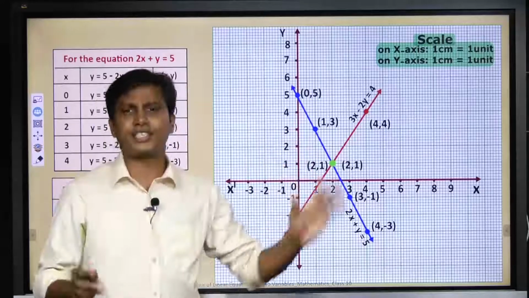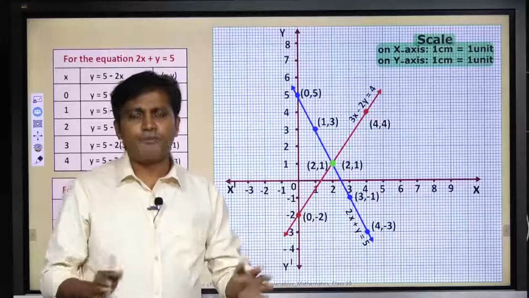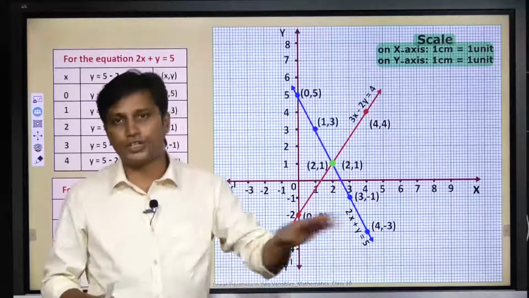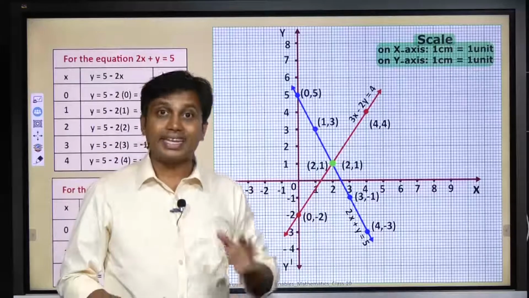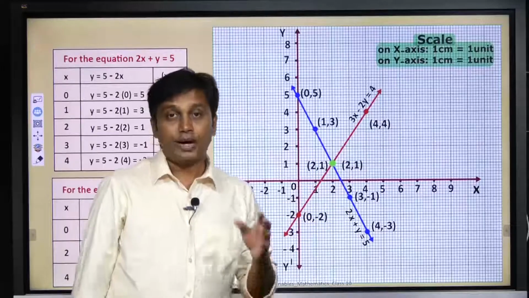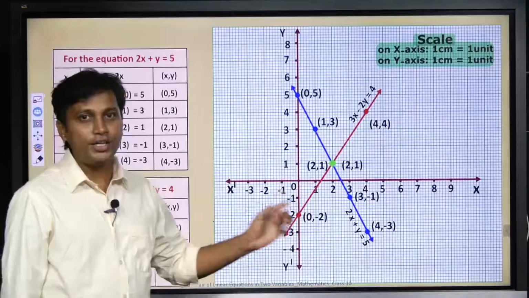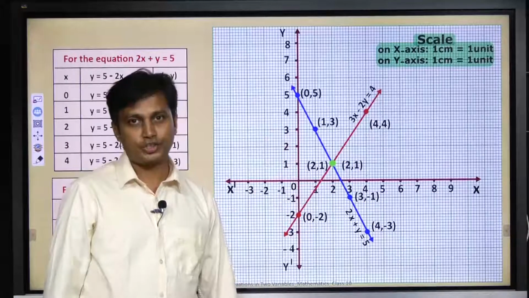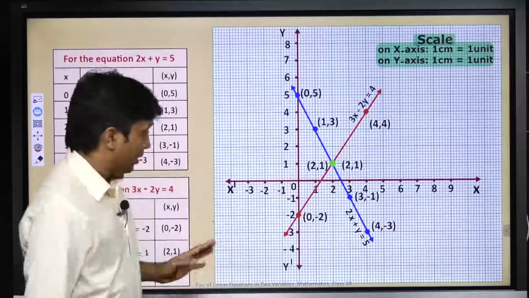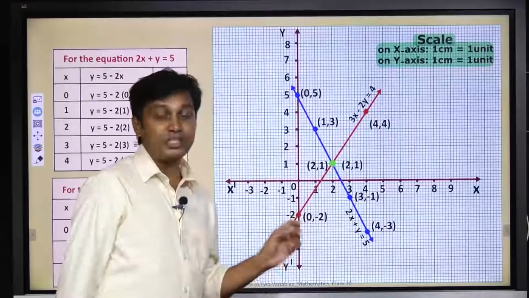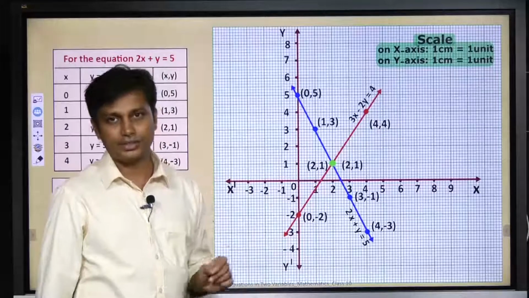the point of intersection. So from now onwards, we don't need to call these linear equations as linear equations. We can call them lines, and we can call the solutions of linear equations the point of intersection. Understood? So what did you understand here? Point of intersection is nothing but the solution of two linear equations, right?